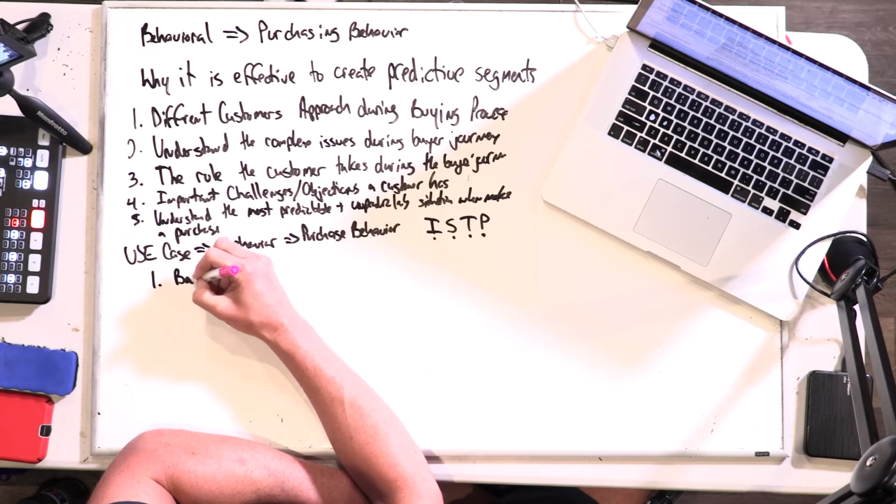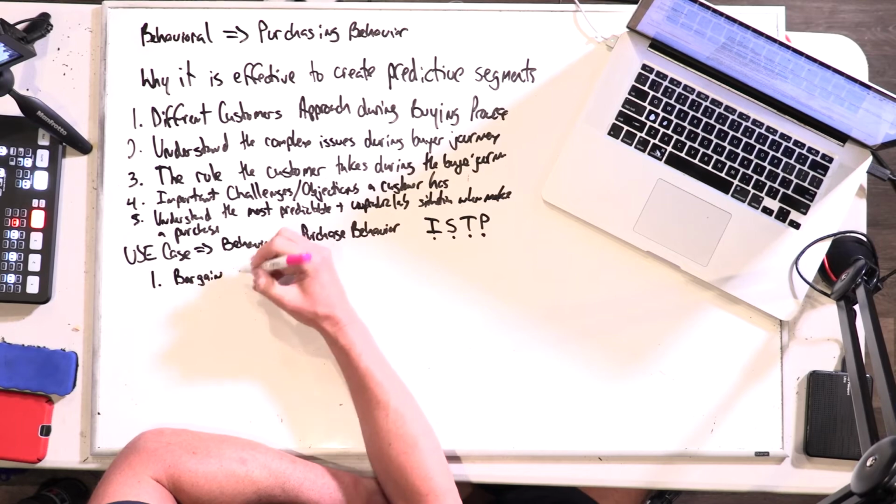Let me give you an example of some segmentations prior to me setting up my segmentation survey. There are 6 different segments that I would create. Number 1, I call them my bargain hunter. That's somebody who's always looking for the lowest possible price.